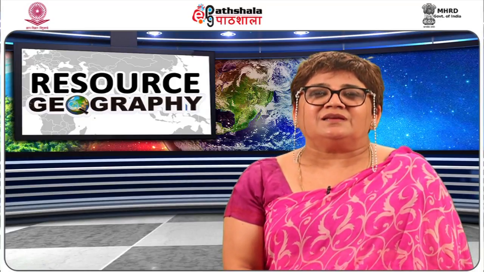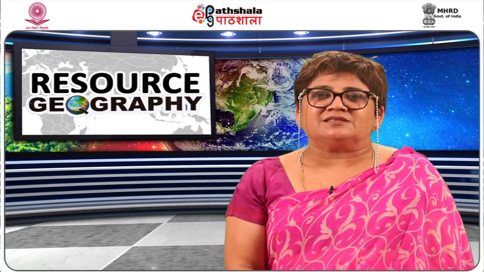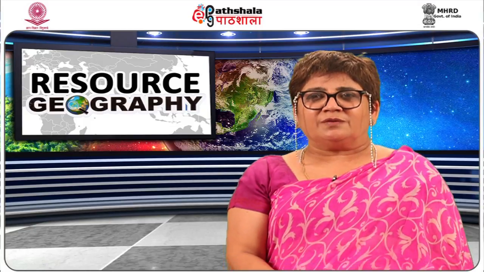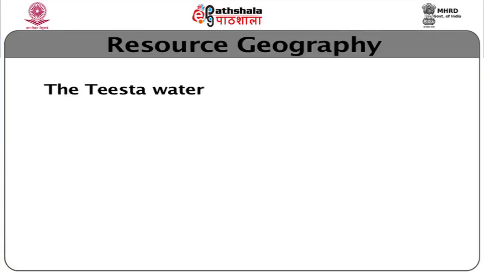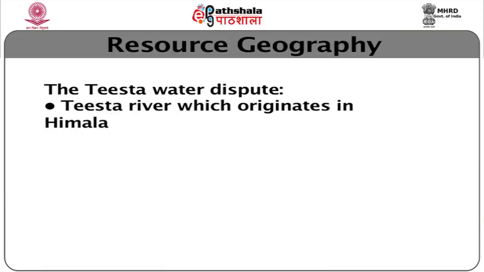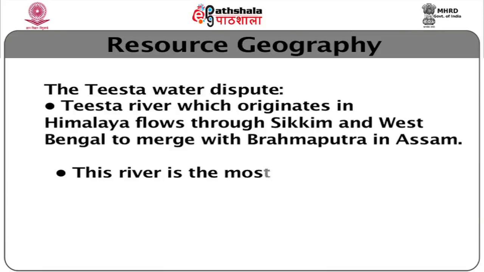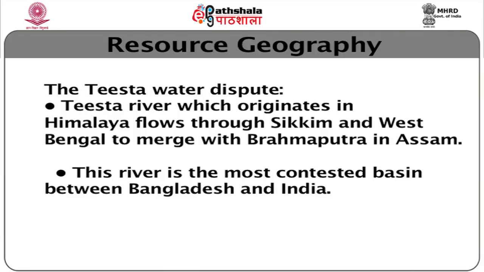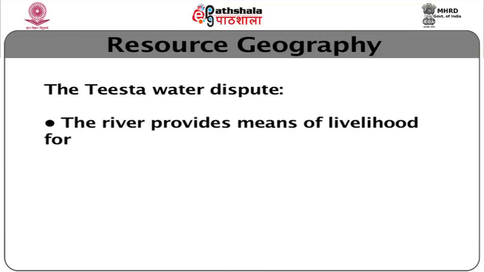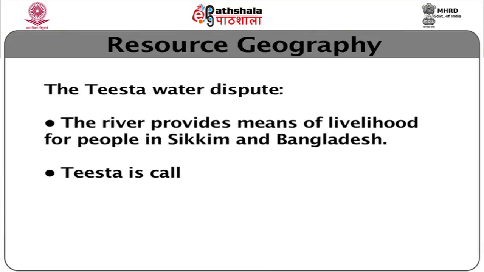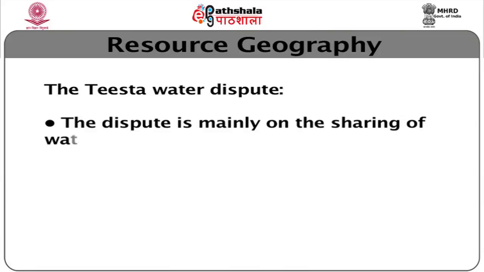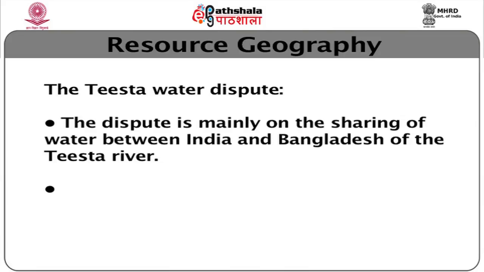Let's now look at the second example. That's the Tista water dispute. The Tista River, we all understand, is the one which originates in the Himalaya and flows through Sikkim and West Bengal to merge with the Brahmaputra in Assam. And this river is the most contested basin between Bangladesh and India. The river provides means of livelihood for people in Sikkim and Bangladesh. Tista is called the lifeline of Bengal. The dispute is mainly on the sharing of water between India and Bangladesh of the Tista River.